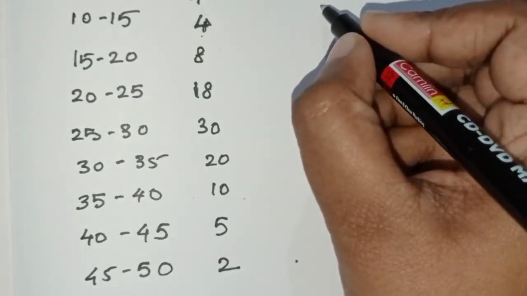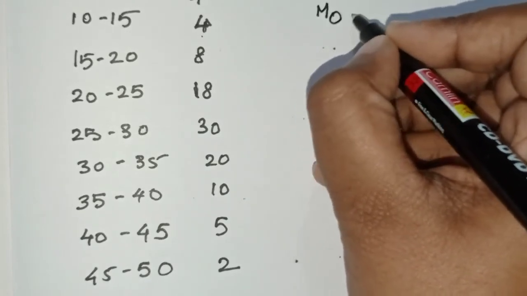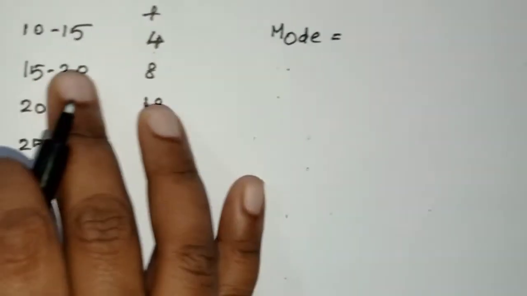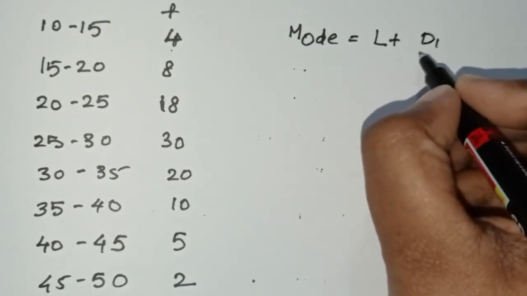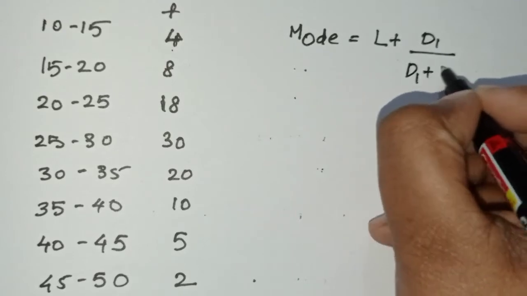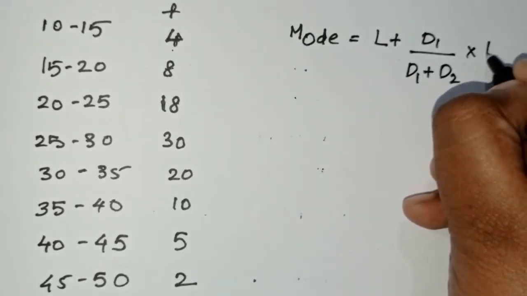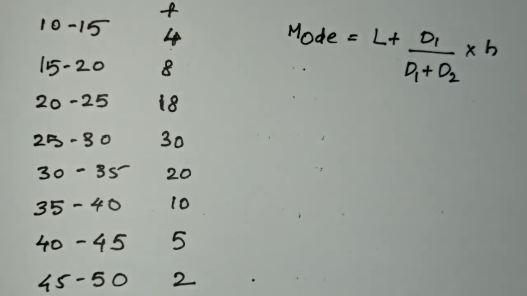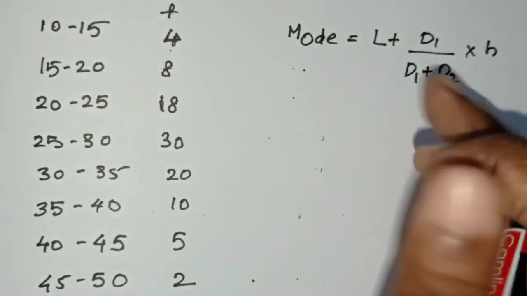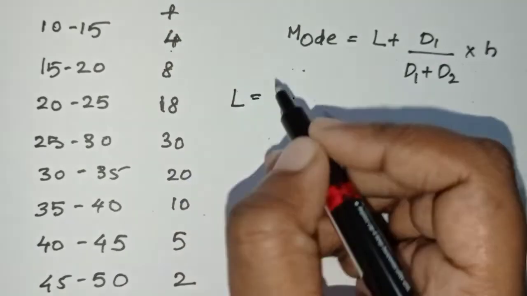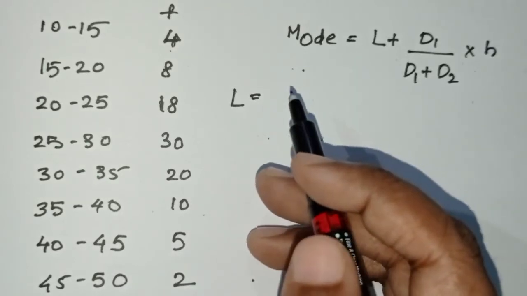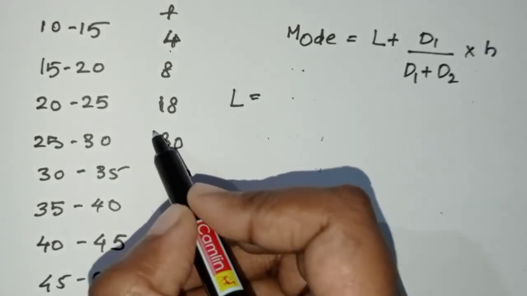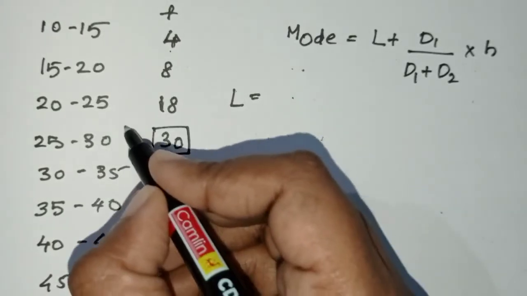So I'll just rewrite the mode formula here. So we know to calculate mode is L plus D1 divided by D1 plus D2 into H. Now here frequency is given and the class distribution is also given. Okay, so now we have to find what is L. So which is the modal class here, that is the class that is having the highest frequency. So if you could see, that is 30. So this will be your modal class.